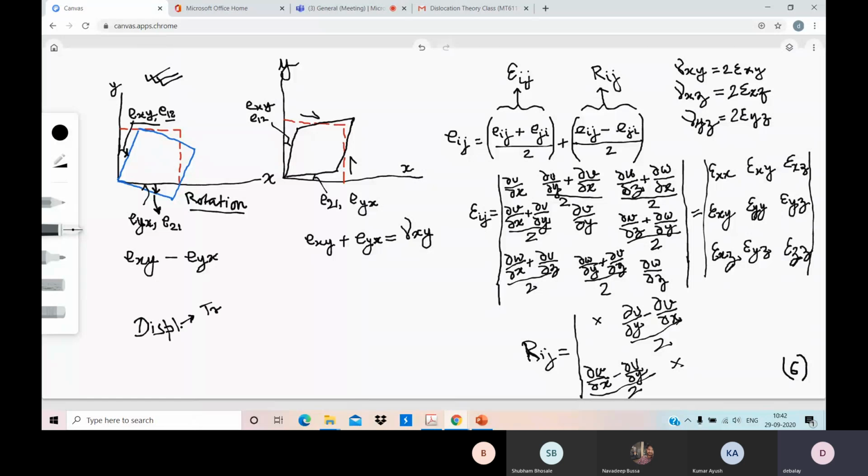Then what else causes displacement of a point? As we said, rotation can cause displacement. Rotation, I am writing ROT. Rotation can cause displacement.